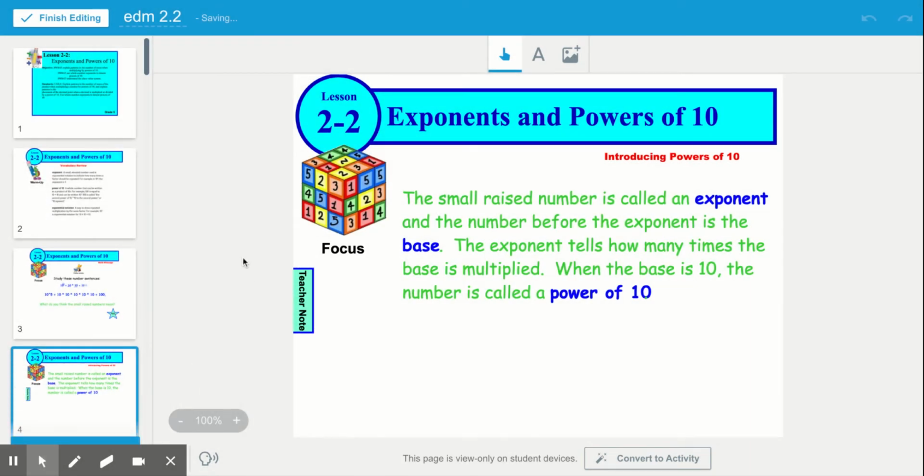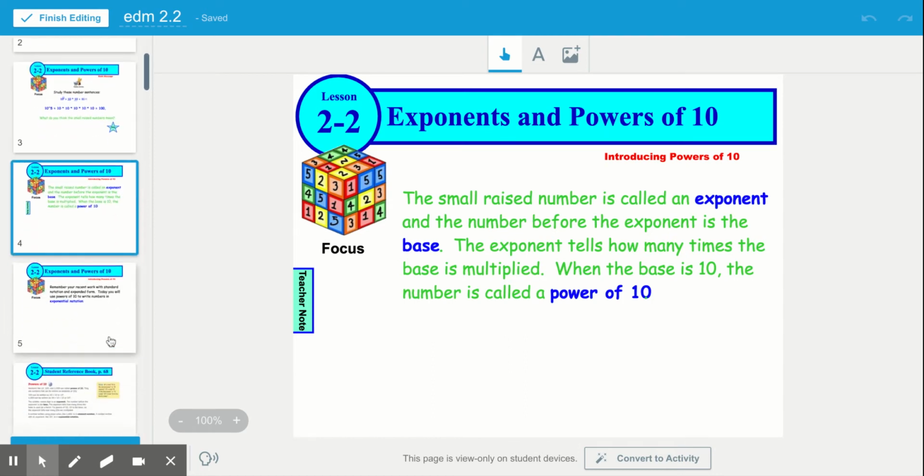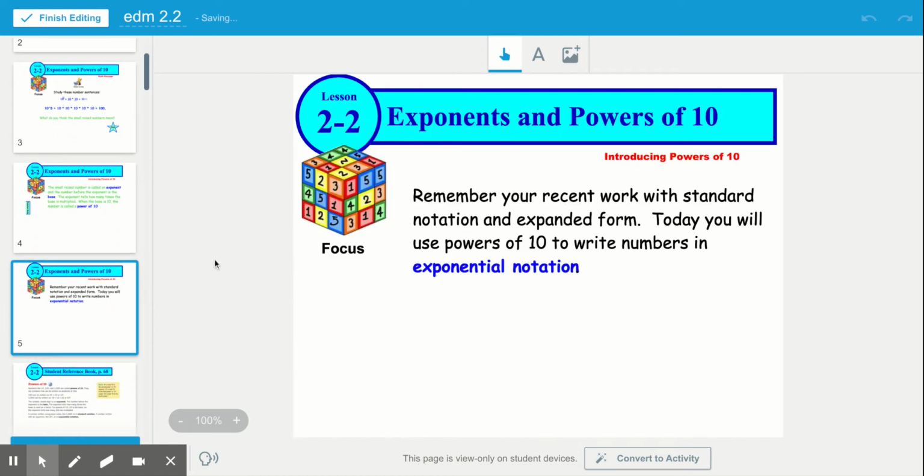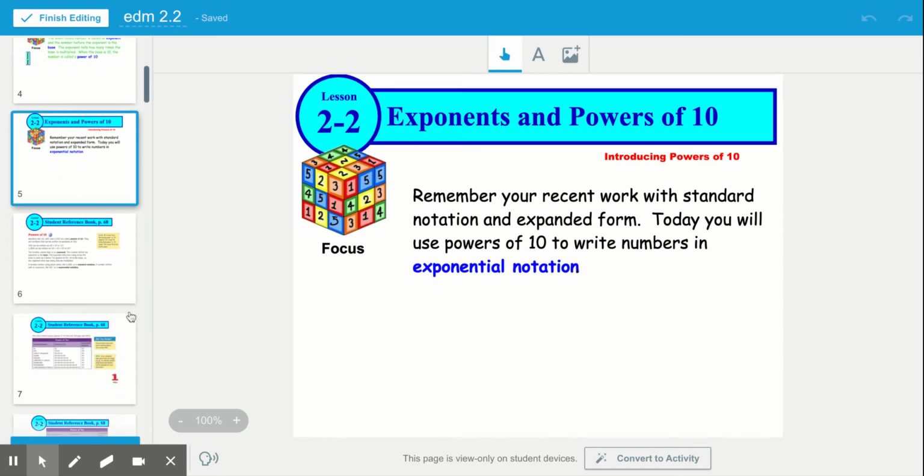The small raised number is called an exponent, and the number before the exponent is the base. The exponent tells how many times the base is multiplied. When the base is 10, the number is called a power of 10. Remember your recent work with standard notation and expanded form. Today, you will use powers of 10 to write numbers in exponential notation.